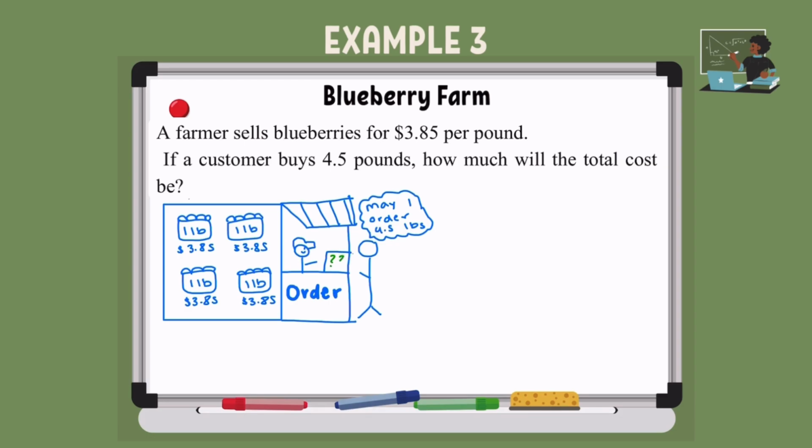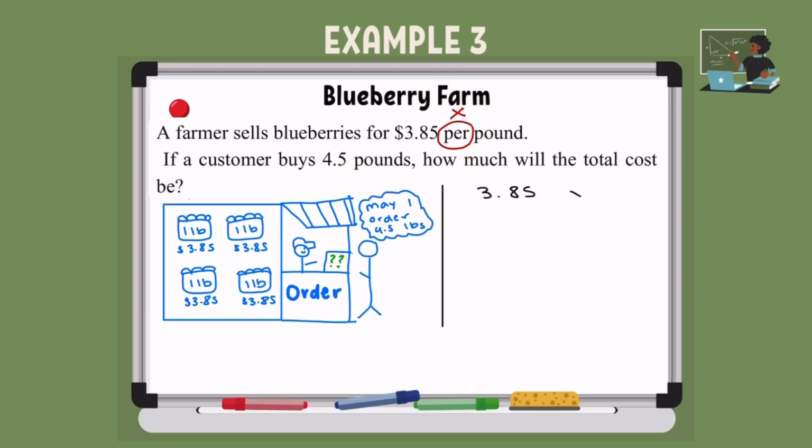So referring back to the first sentence, it says a farmer sells blueberries for $3.85 per pound. Per is our key word here. And based on our vocabulary list, per means that we need to multiply. So what are we multiplying? Well, we're going to be multiplying the cost, $3.85, times the pounds, because it's per pound, and we want 4.5 pounds.